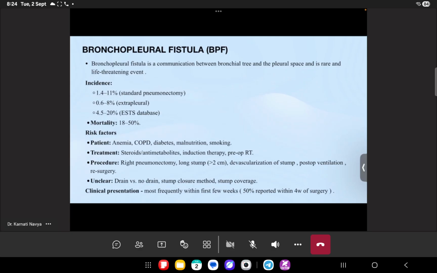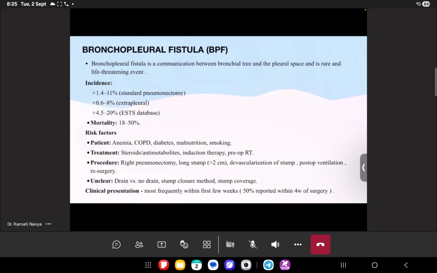Bronchopleural fistula is a communication between the bronchial tree and the pleural space, and is a rare and life-threatening event. Incidence usually ranges from 1.4 to 11% for standard pneumonectomy, 0.6 to 8% for an extrapleural pneumonectomy, 4.5 to 20% according to the European Society database. Mortality is between 18 to 20%.